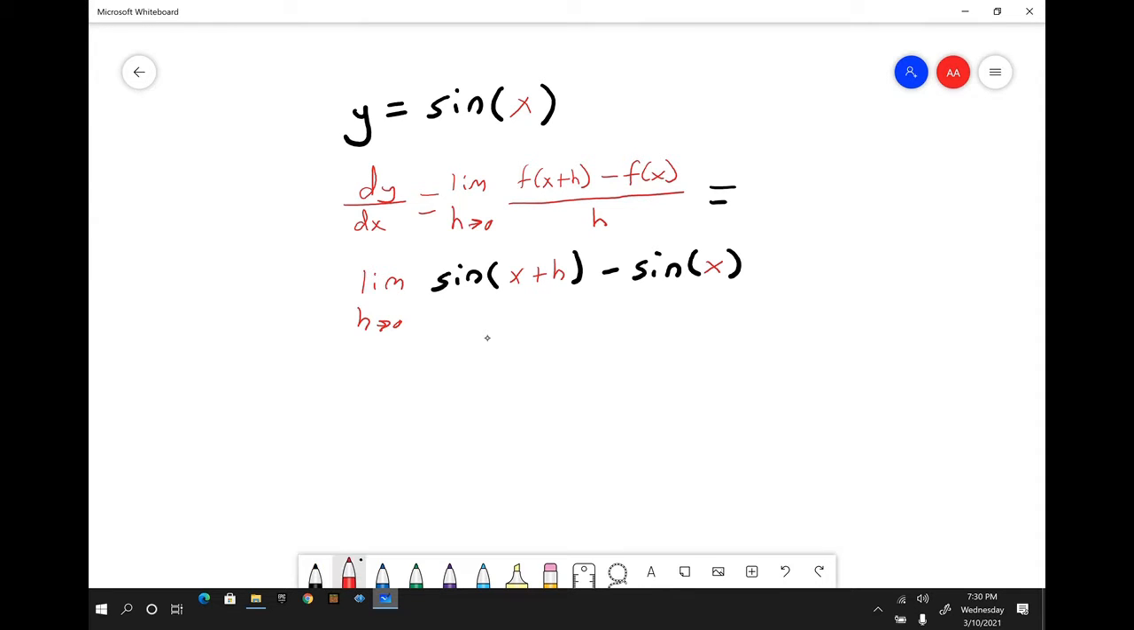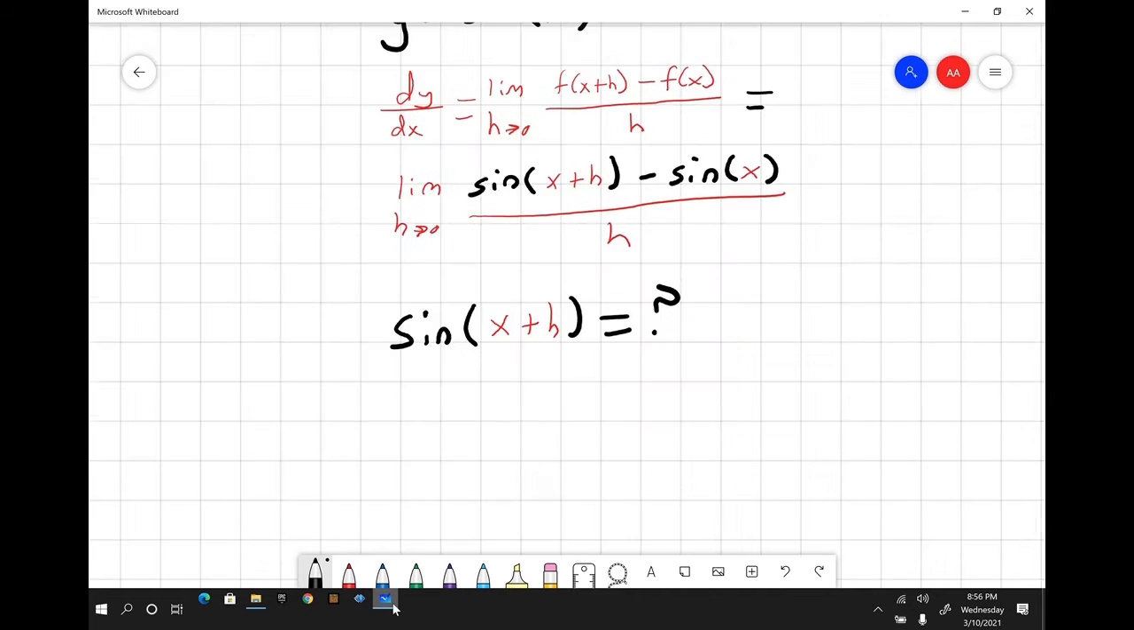all divided by h. Now, before, this was a lot easier to simplify because something like x plus h squared, we know how to simplify using FOIL. But the sine of x plus h can't be simplified in the same way. So in order to take the derivative of the sine of x, we first need to find the identity of what the sine of x plus h is actually equal to.